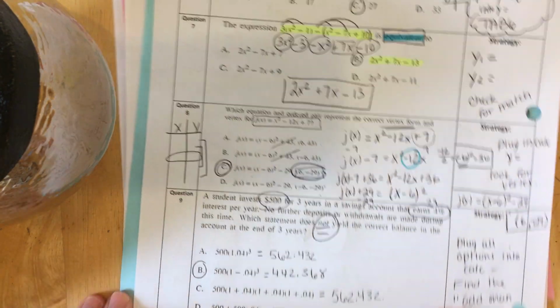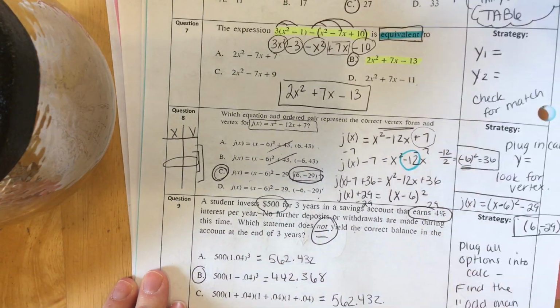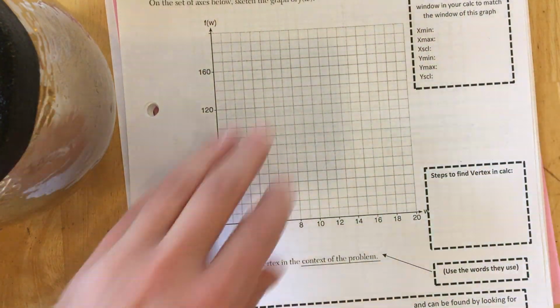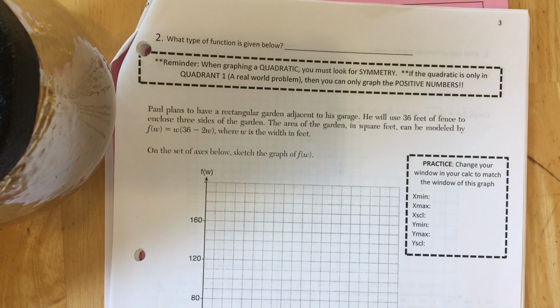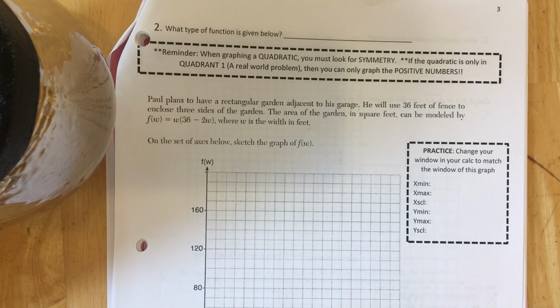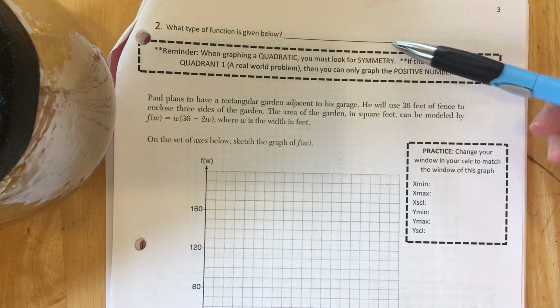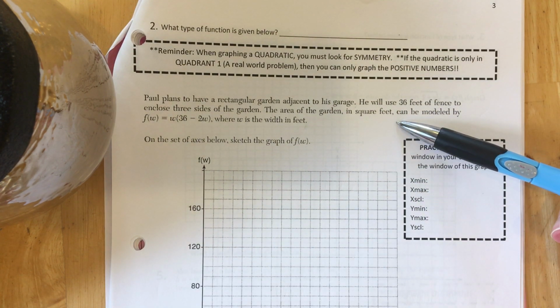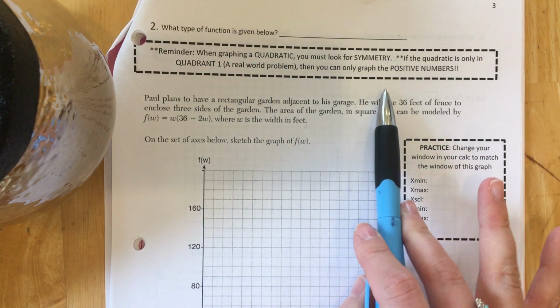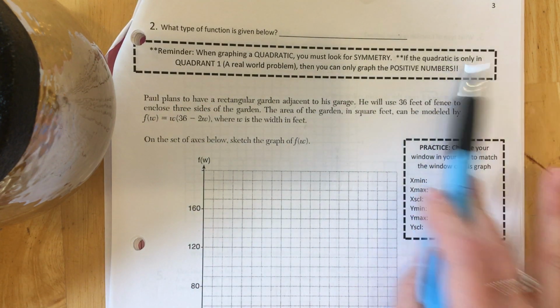All right, so those are your multiple choice questions and strategies for today. Let's move on to our other packet where we do 1 part 2 question, okay? All right. So it's asking me what type of functions given below. I have to read through this a little bit to figure that out. And then it's giving me some reminders, but we'll read that in a second.